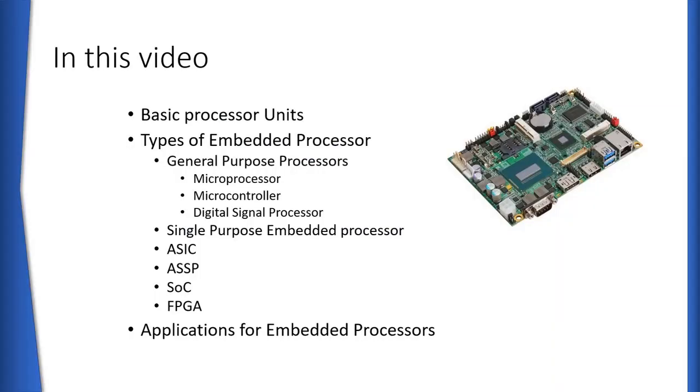In this video, we will see the basic operator units, types of embedded processors such as general purpose processors, which include microprocessor, microcontroller and digital signal processor. Also, we will see single purpose embedded processors: application specific integrated circuit ASIC, application specific standard products ASSP, system on a chip SoC, field programmable gate array FPGA. We will also see the applications of embedded processors in different systems.